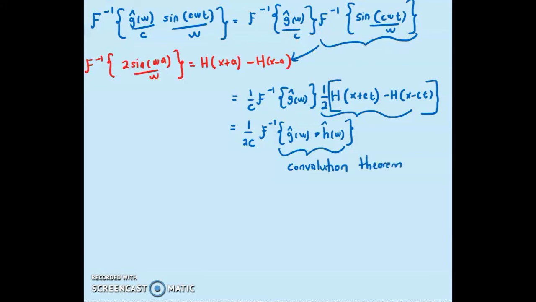The convolution theorem says that the Fourier inverse of the product is given by the integration from minus infinity to infinity of g of x minus psi and f of psi d psi. Okay, this is the definition.